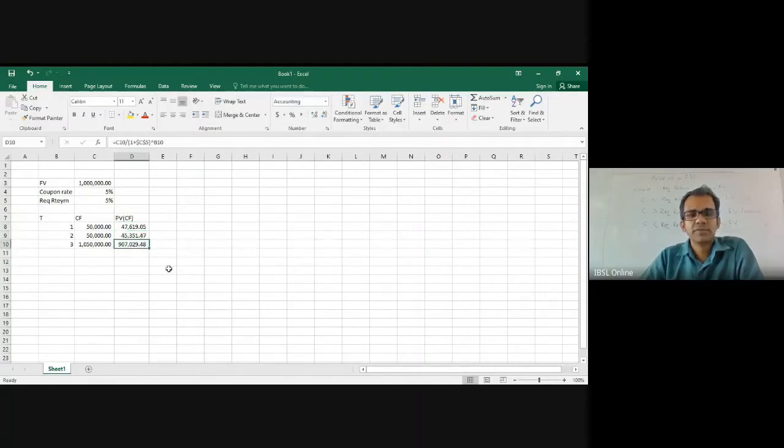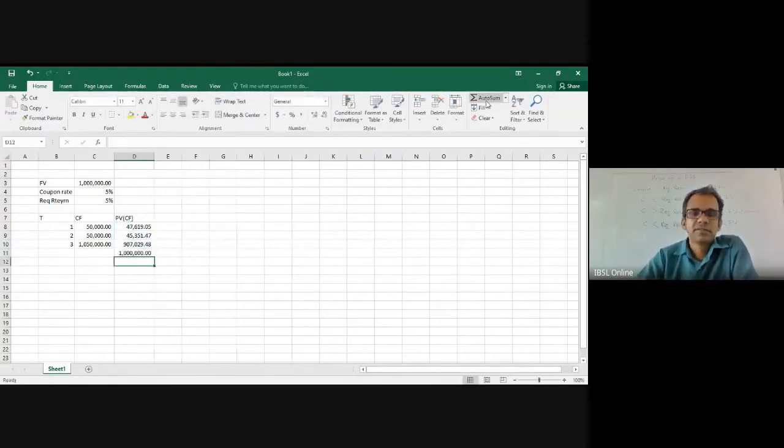So these are the present values of the cash flows. The coupon payment that you receive in 1 year, 50,000. The present value at 5%. This is the amount, 50,000, that you are going to receive at the end of the second year. Present value of that at 5%, 45,351. 1,050,000, the present value is this. So the sum of these, you can see, is the same as the face value, because when the coupon rate and required return are the same, face value and the price would be the same.